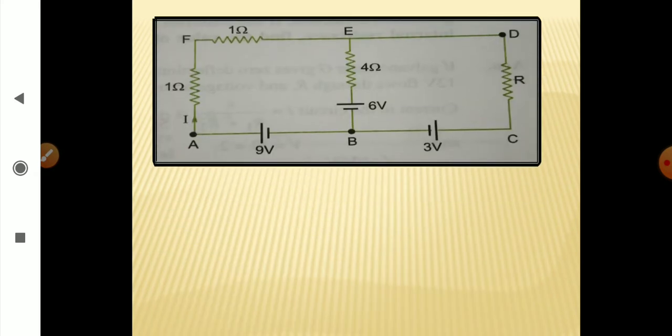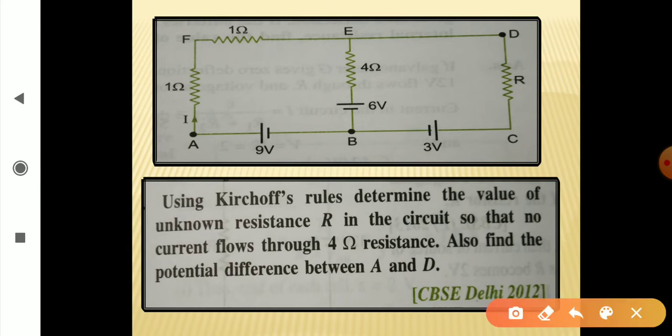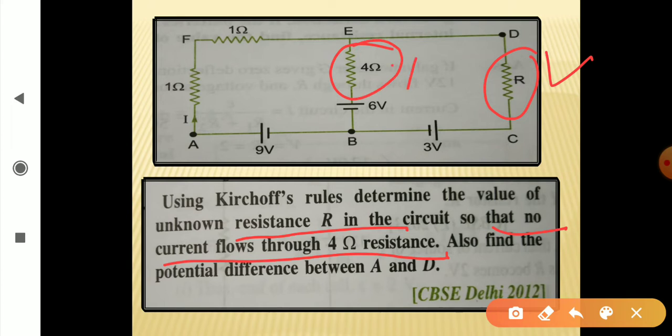So now the next problem, a very good problem and a board problem. So let us try to understand it first. Using Kirchhoff's rule, determine the value of an unknown resistance R in the circuit. This we have to find out, so that no current flows through the 4 ohm resistance. Through this resistance there is no current. I is equal to 0 here. Also find the potential difference between points A and D. We have to find out the potential difference between point A and point D. So I hope the question is clear.